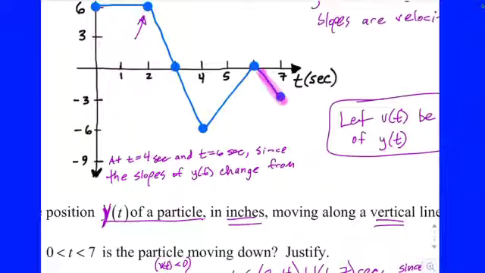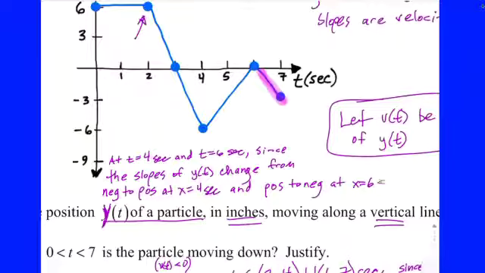So at 4, the slopes change from negative to positive, and then from positive to negative. Actually, we could put them in there. The slopes change from negative to positive. I was going to do respectively, but it makes better sense to say at. Negative to positive at x equals 4 seconds, and positive to negative at x equals 6 seconds.